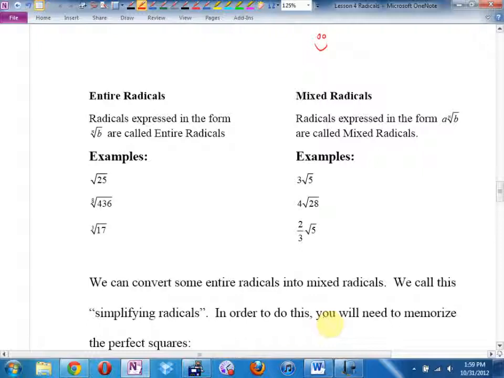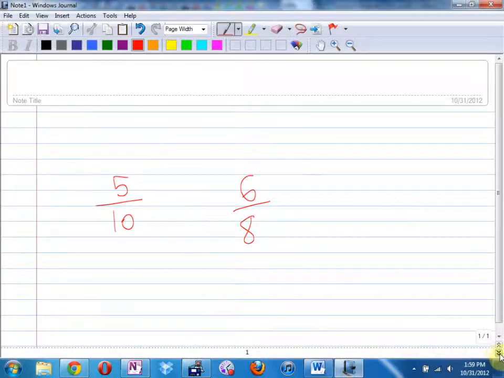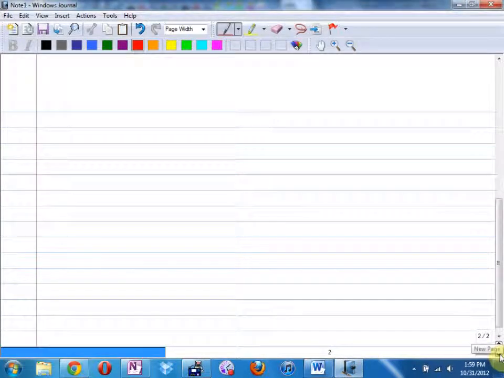Okay. We have two main types of radicals. Go back to fractions again. We had a number like this. You also had stuff like this.